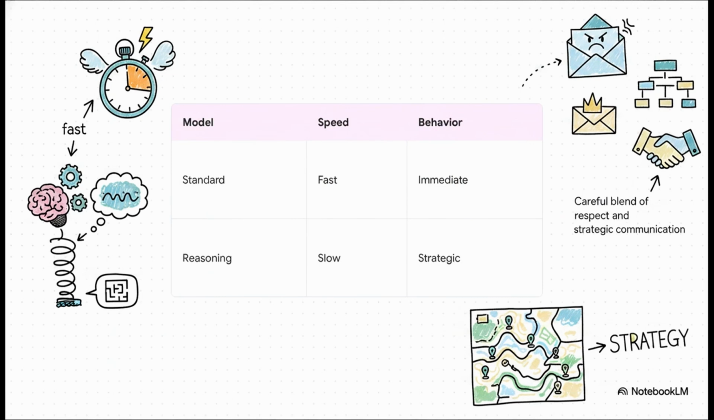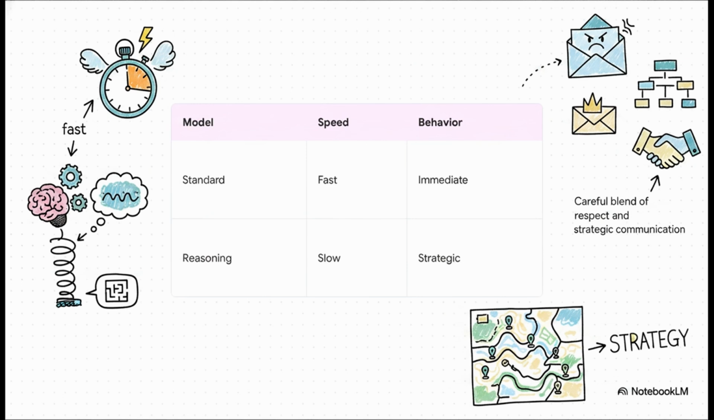The really crucial takeaway here is understanding the behavioral difference in the models you're testing. Standard models, they're like sprinters. They give you incredibly fast, immediate answers. But reasoning models, like Gemini 2.5 Pro or DeepSeek, actually take a pause. They take time to think and strategize before they ever output a single word.